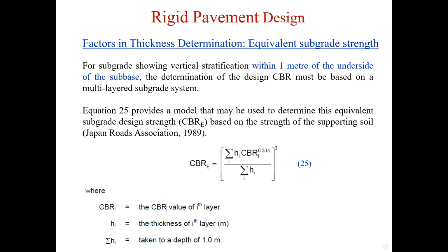Another factor for thickness determination is equivalent subgrade strength. For 1 meter underneath the subbase, the subgrade design CBR must be determined based on a multi-layered subgrade system. Equation 25 could be used to determine the equivalent subgrade strength CBRE based on the strength of the supporting soil, where CBRi is the CBR value of the i-th layer, Hi is the thickness of the i-th layer, and the sum of Hi is equivalent to a depth of 1 meter.